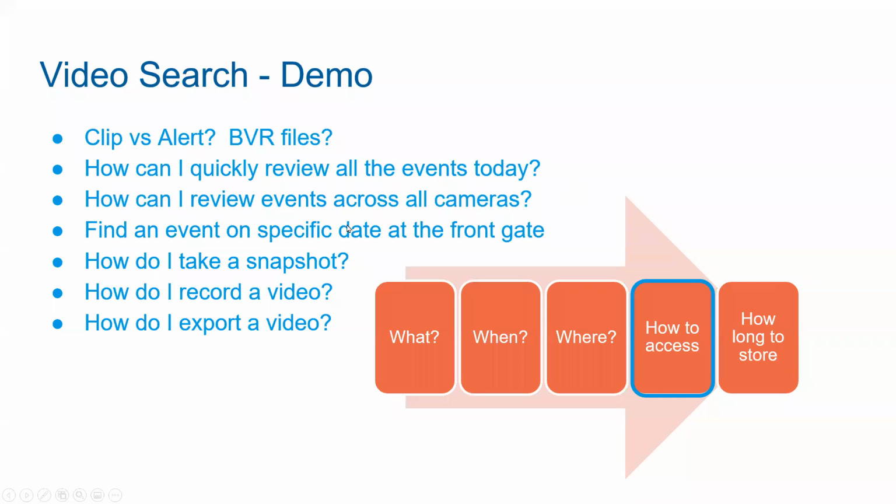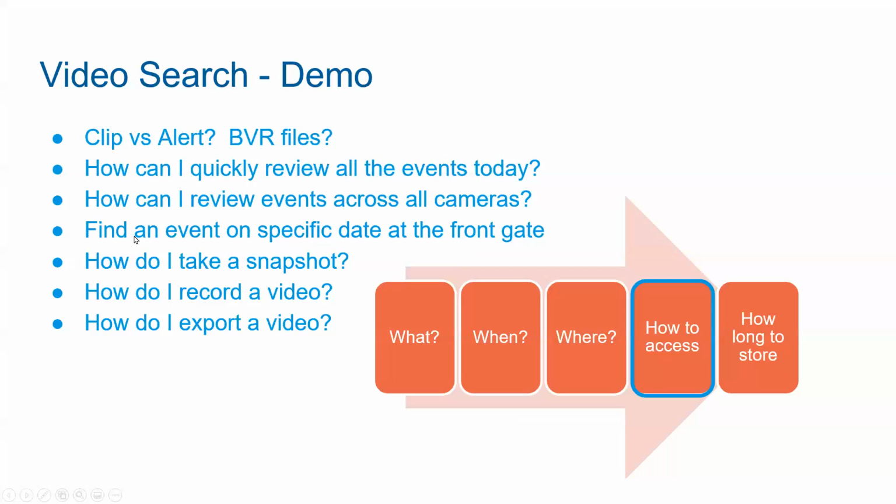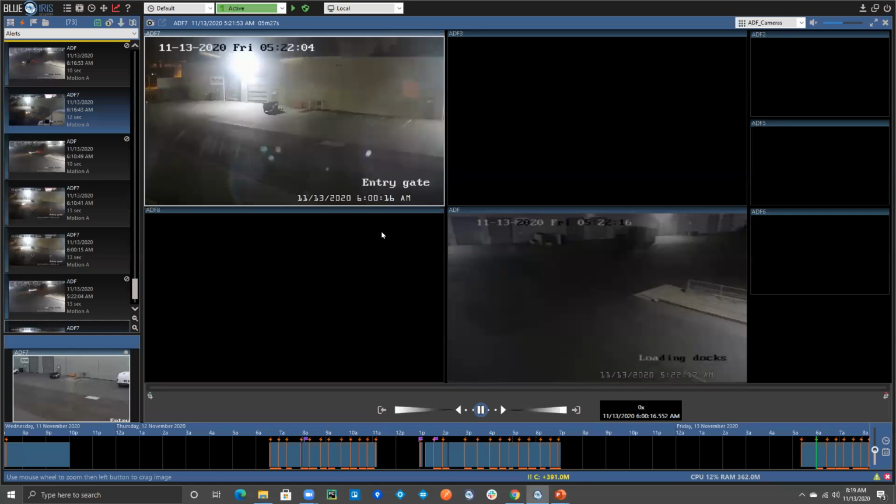How can I review events across all cameras? That's what the timeline view is about, which is very powerful. Finding an event on a specific day at the front gate. Say some employee comes to security and says my car got broken into like 3 days ago. How would you try to find that clip, that event, so that you can report it to the police?